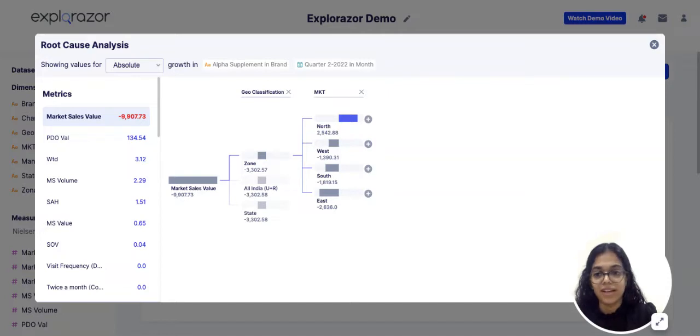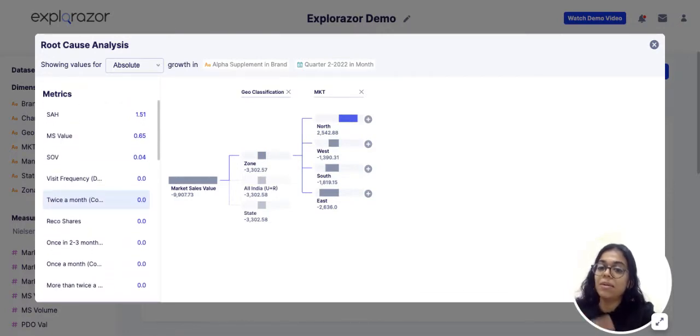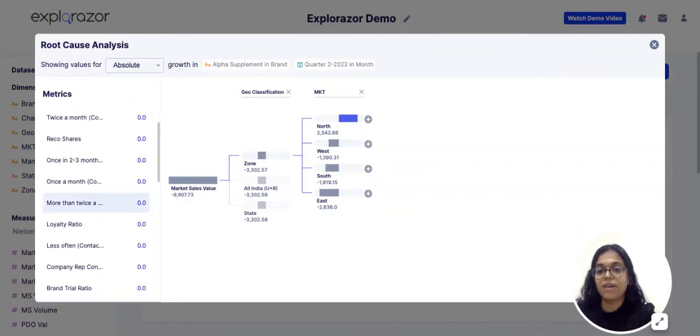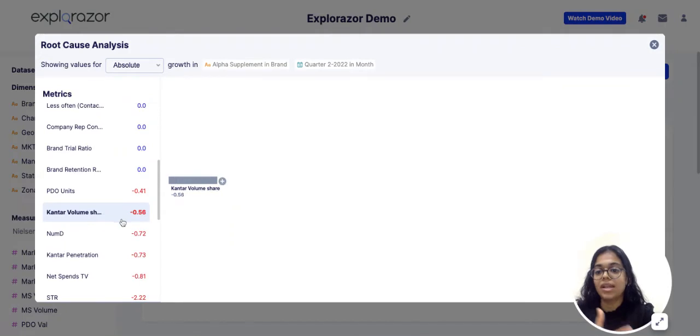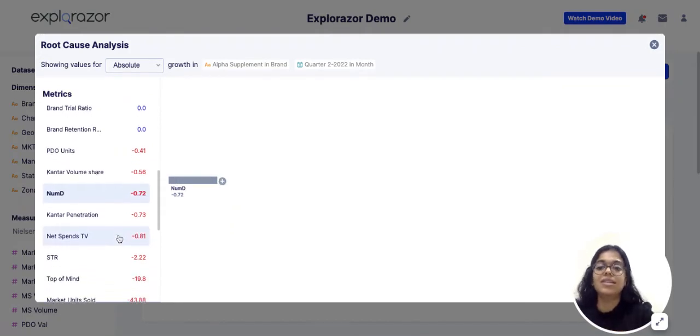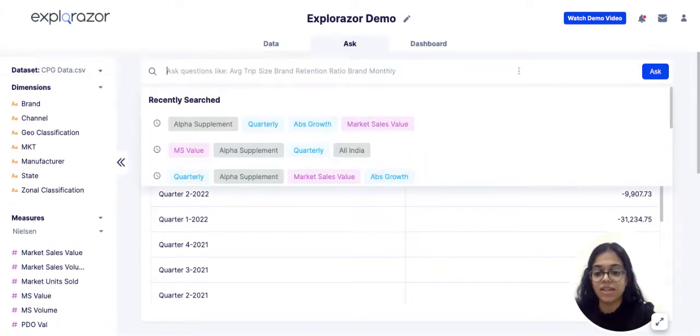Why is East declining? So I can diagnose this further, but on this root cause analysis screen, this can help you look at metrics from different data sources. So all of these metrics are of Alpha Supplement for the current quarter, and I can do a root cause analysis on each of these metrics and see what is happening. So for now, let's go back to see why East has been suffering this decline.